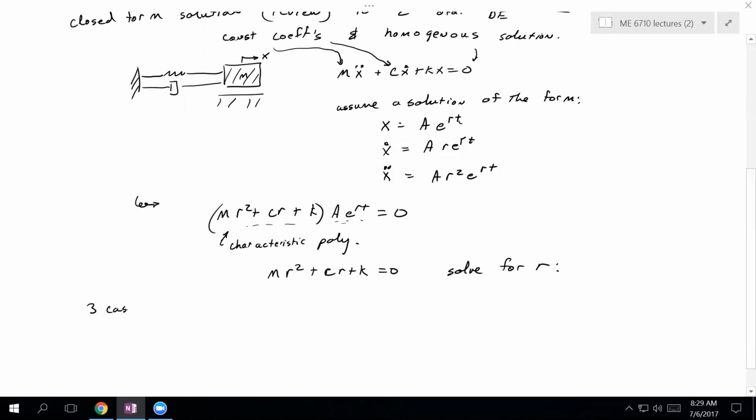So our 3 cases are, first, r has 2 roots, and they are real and the same. So we'll just say r equals r1.